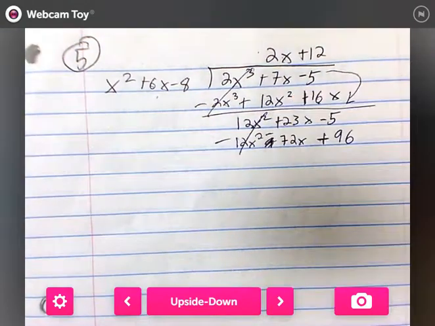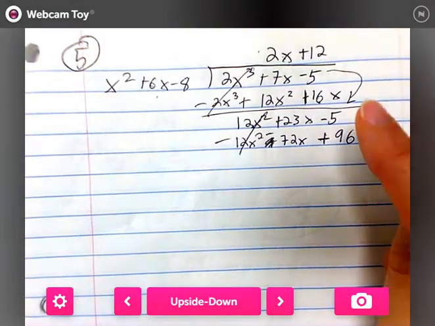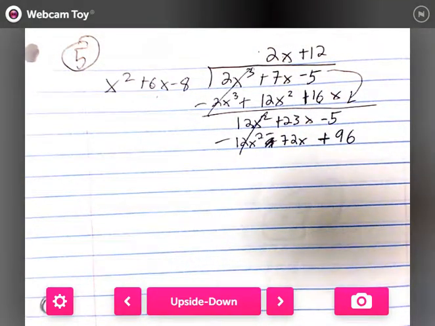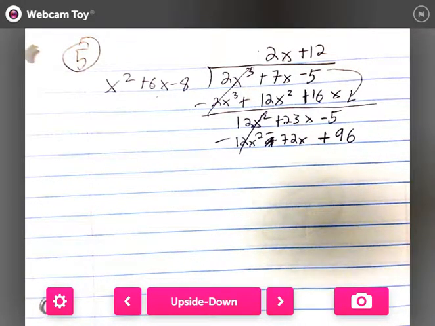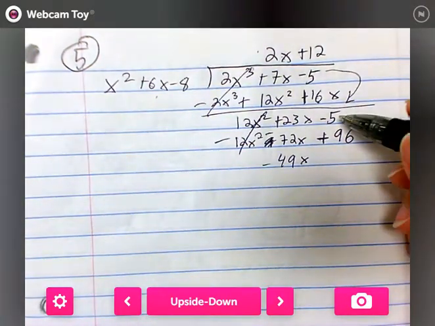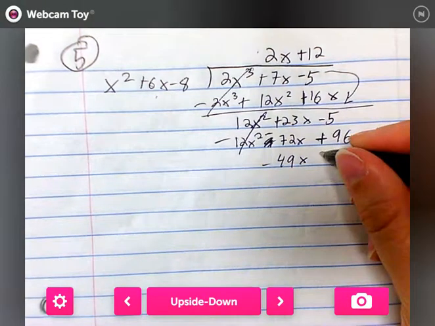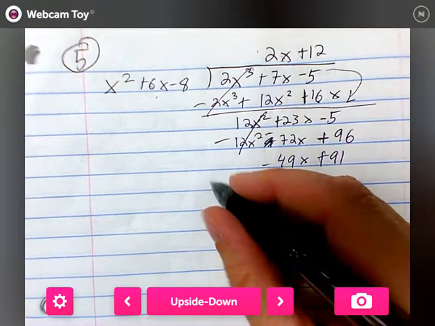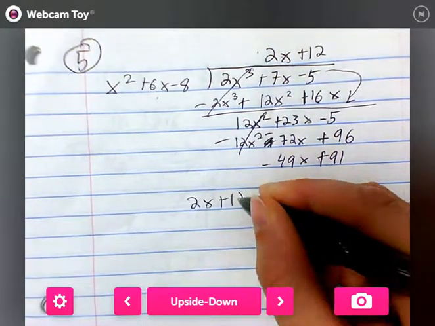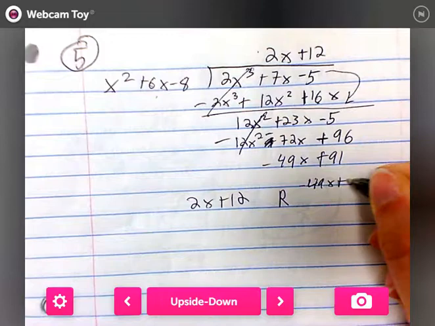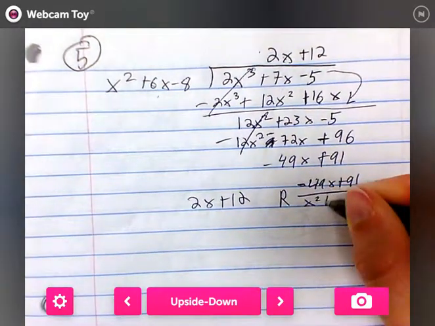Okay, these cancel. And then we've got 23, 72 minus 23 is 49. Negative 49x. And then 96 minus 5 is 91. So this one, we can't times anything by x squared to get this, so this has a big remainder. So we have 2x plus 12, remainder negative 49x plus 91 over x squared plus 6x minus 8.